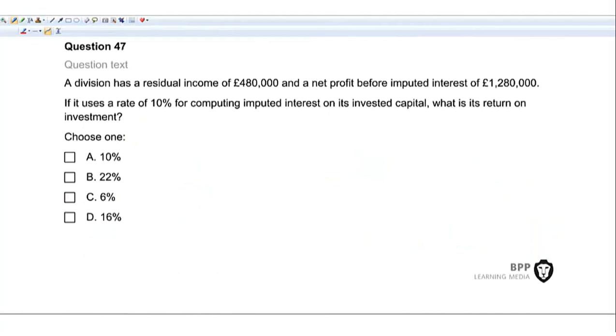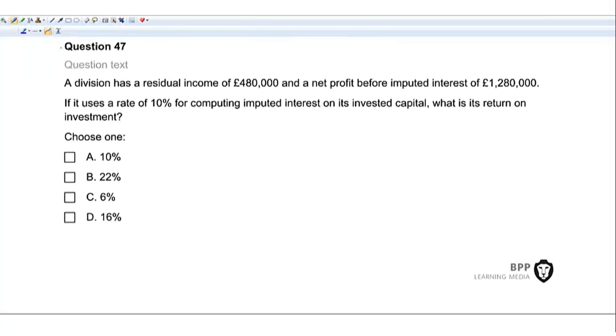Question 47 tests your understanding of residual income and return on investment. The information, however, is presented in a slightly different format from what you may be used to seeing. This could come up in the F2 exam, and it is a good way that they can test your understanding of the definitions of residual income and return on investment. Let's read through the question together.